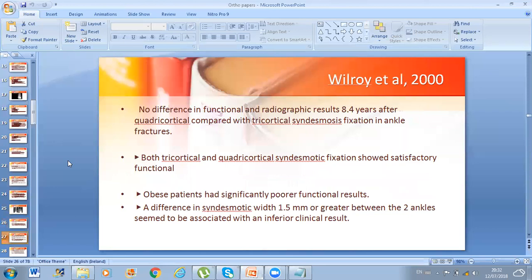This is Vilroy et al., 2000. No difference in functional and radiographic results 8.4 years after quadricortical compared to tricortical syndesmosis fixation in ankle fractures. 8.4 years, by the way, is long enough that he could say there is no difference in tricortical or quadricortical. Both tricortical and quadricortical syndesmotic fixation show satisfactory functional results. Obese patients have significantly poor results. A difference in syndesmotic width of 1.5 mm or greater than the other ankle seems to be associated with inferior clinical results.